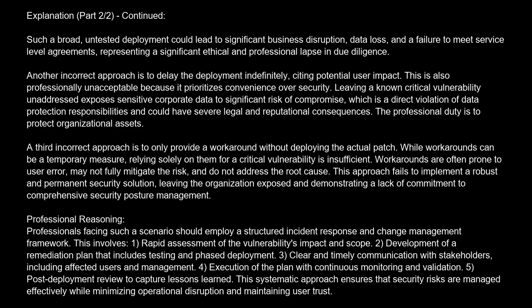Another incorrect approach is to delay the deployment indefinitely, citing potential user impact.